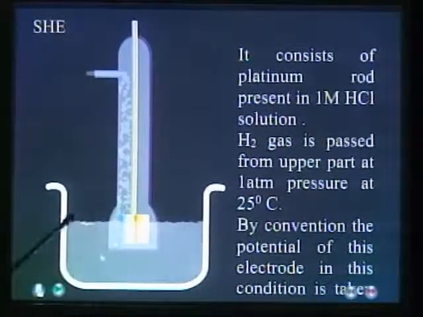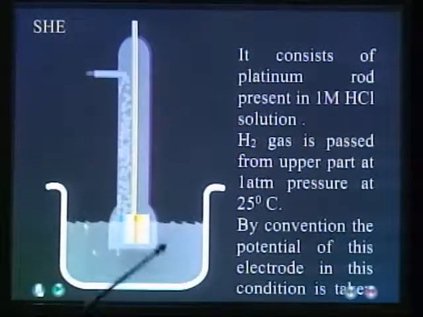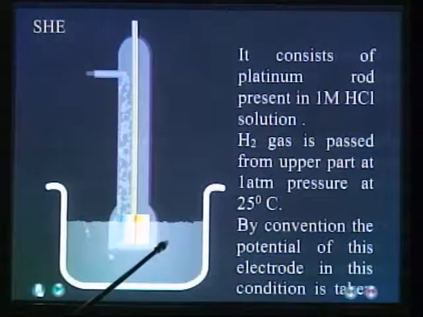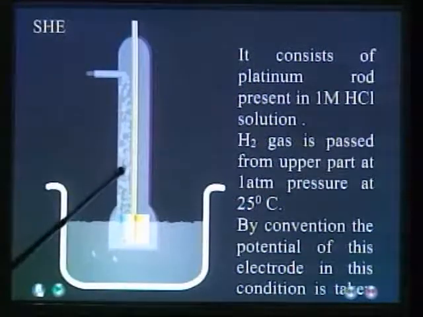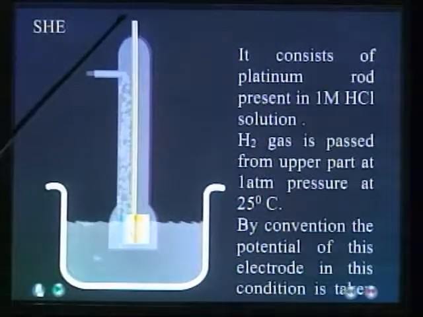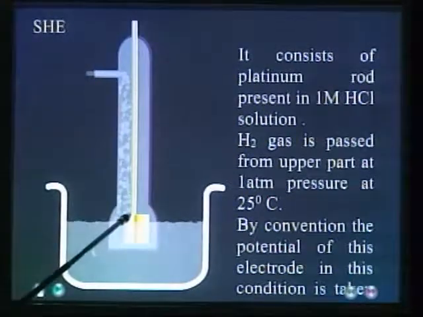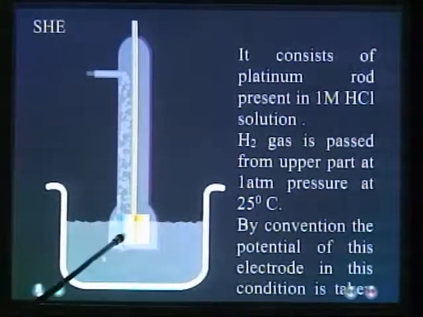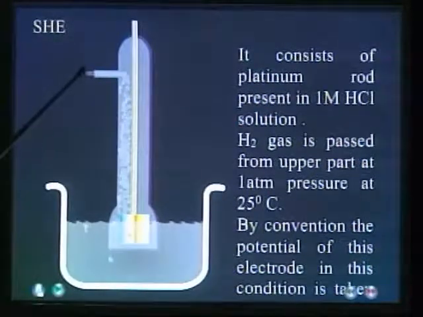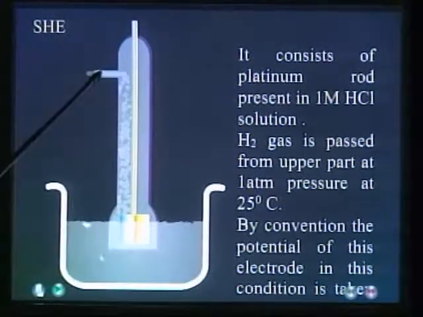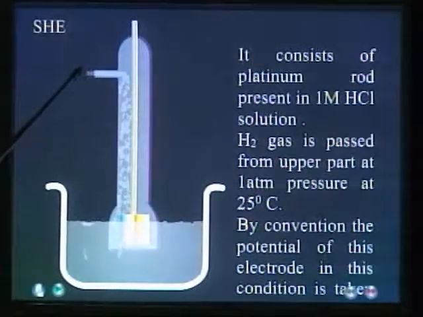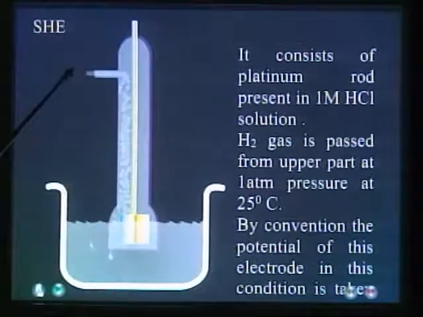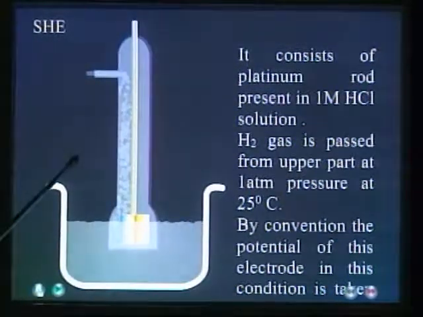It consists of one rectangular tank which has a 1 M H plus ion solution such as hydrochloric acid. It has a tube as shown here, inside of which a platinum rod is present. At the other end of the platinum rod, a platinum plate is taken. From the upper part of this glass tube, hydrogen gas is sent at a pressure of 1 atmosphere and at a temperature of 25 degrees centigrade. Therefore, this is said to be in standard condition.